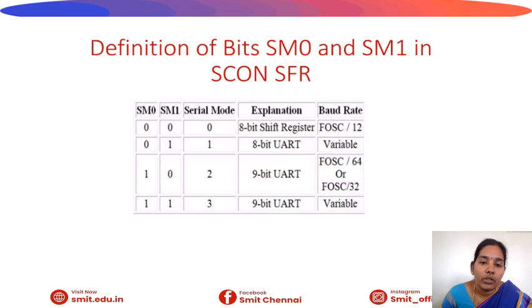Next, mode 2. You can set SM0 as 1 and SM1 as 0. This is 9-bit UART communication. The baud rate of this is fosc/64 or fosc/32. Next, serial mode 3. You set both SM0 and SM1 as 1. You can use it for 9-bit UART communication. The baud rate is variable.